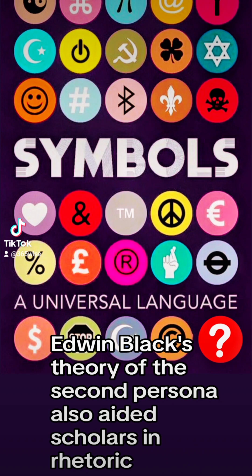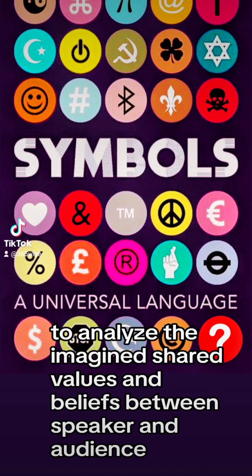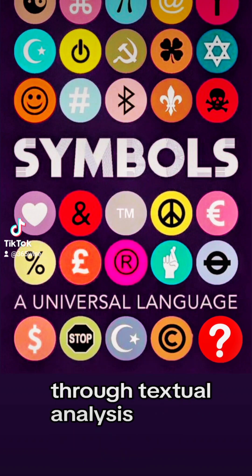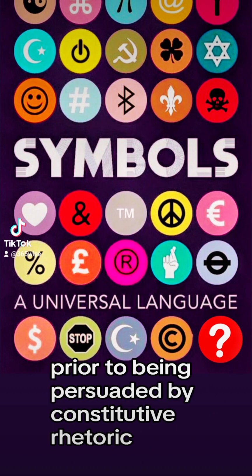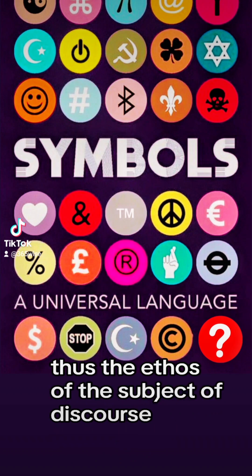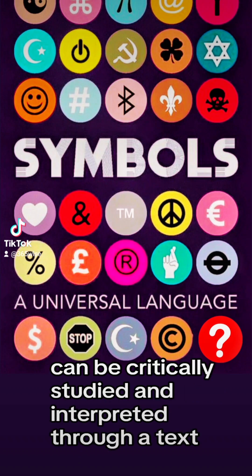Edwin Black's theory of the second persona also aided scholars in rhetoric to analyze the imagined shared values and beliefs between speaker and audience through textual analysis. Audience must adopt a particular ethos prior to being persuaded by constitutive rhetoric, thus the ethos of the subject of discourse can be critically studied and interpreted through a text.